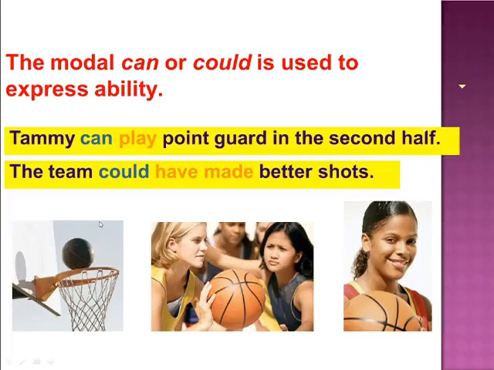The modal can or could is used to express ability. Already we told. Can play, have made, could have made, could have. After the could have, we have to use verb 3, made. Could have done, could have made, could have gone, could have written, like that. The team could have made better shots.